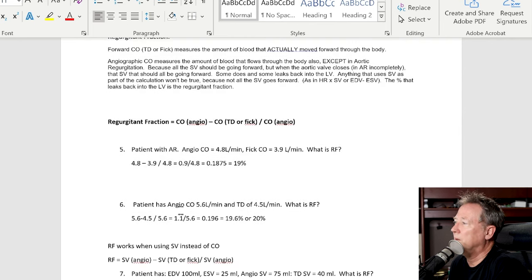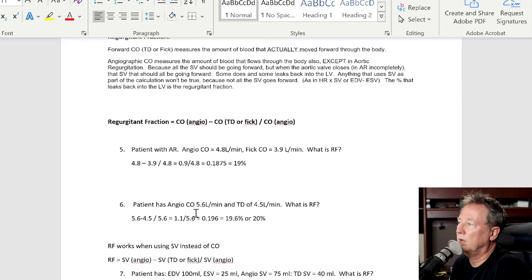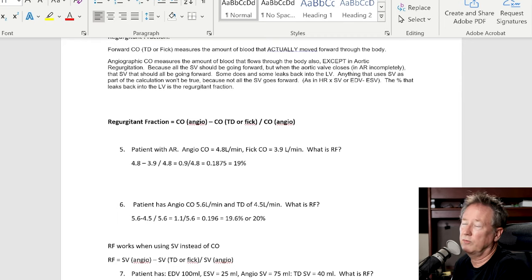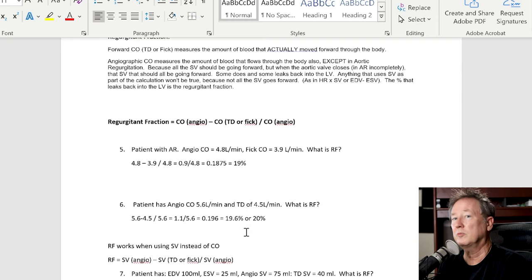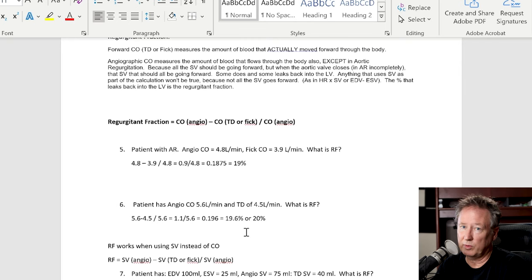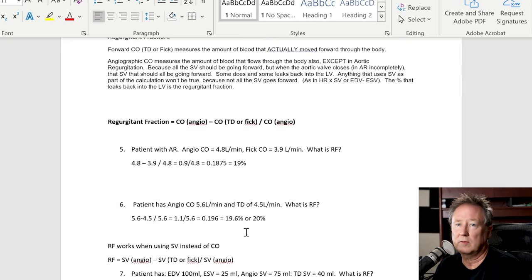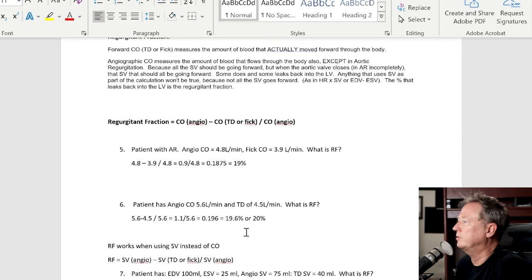All right, so here's an example. Patient has angiographic cardiac output 5.6 liters a minute, a thermodilutional cardiac output of 4.5 liters a minute. What's the regurgitant fraction? So 5.6 minus 4.5 divided by 5.6 gives 0.196. That's 19.6%, or you can round it up to 20%.